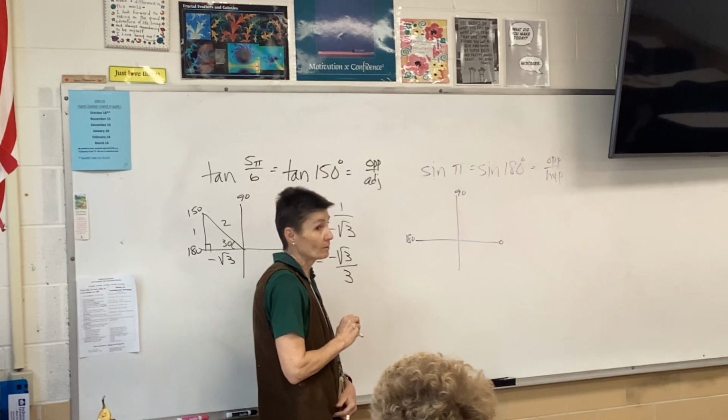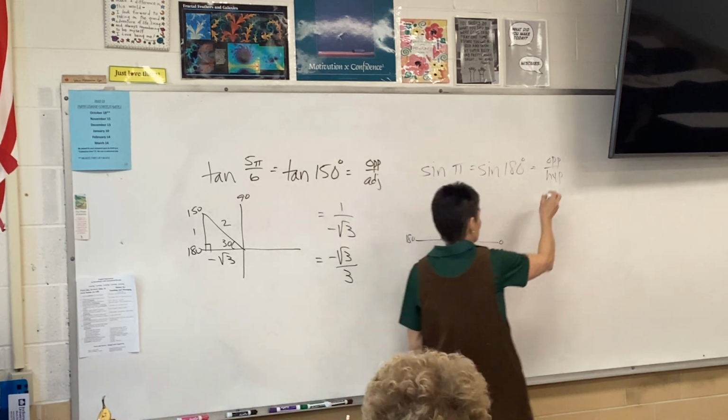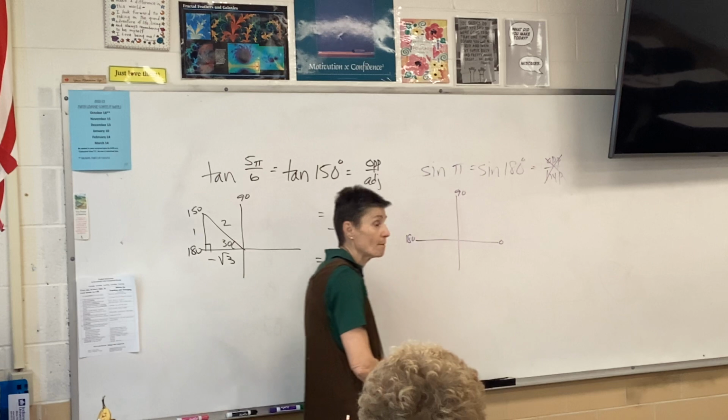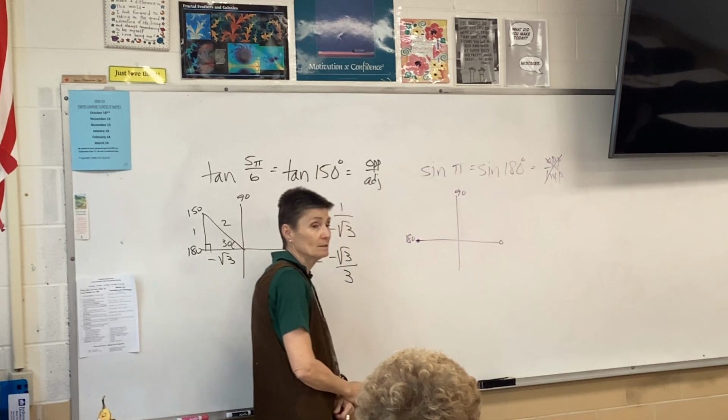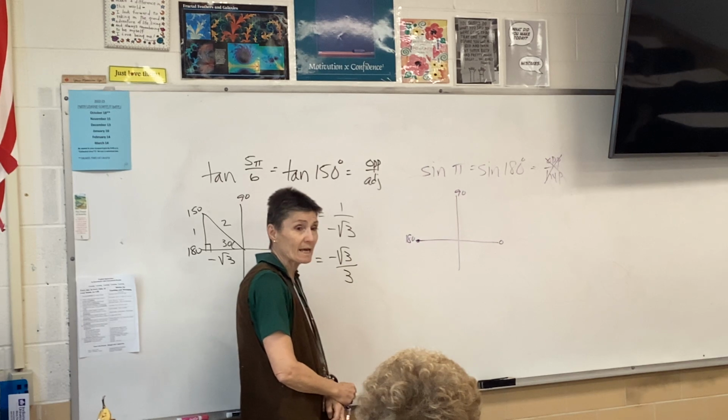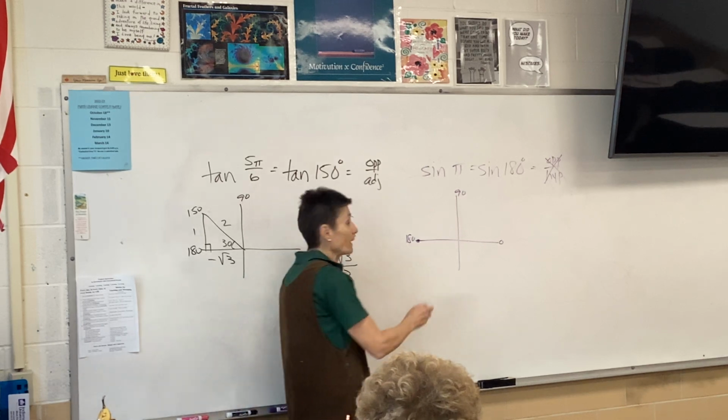I can't draw a triangle. I can't do opposite over hypotenuse. I have to do something different, because isn't this my angle right here? So what do I do when I can't draw a triangle? Circle. I draw a circle.